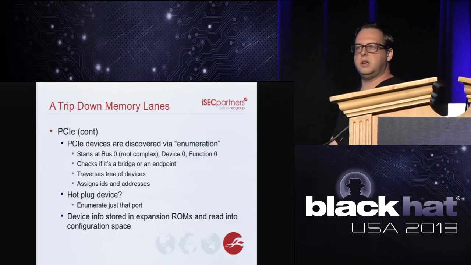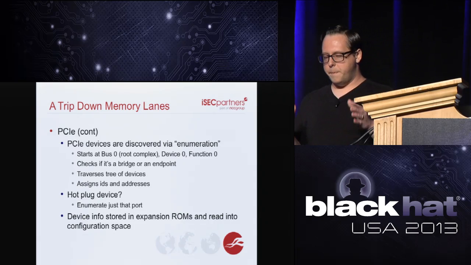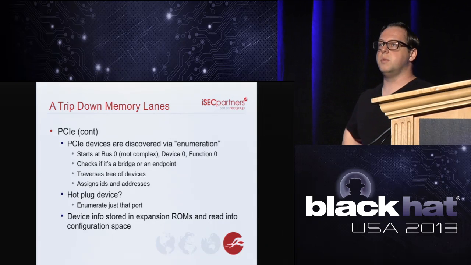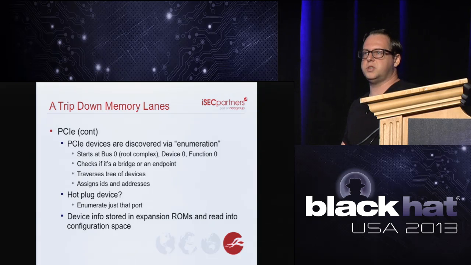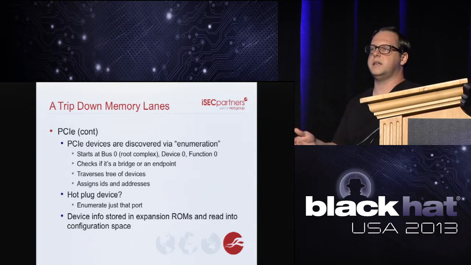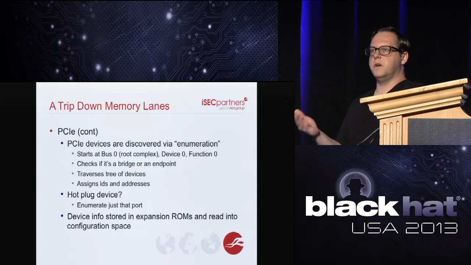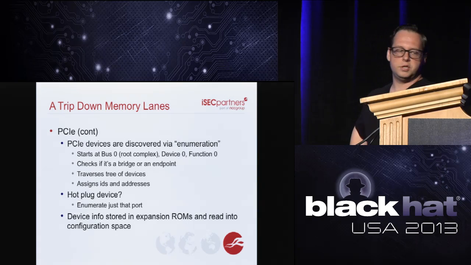So we talked about this a little bit earlier with the Mac EFI rootkit paper. Devices are enumerated through an enumeration process for PCI Express. So we start out at bus 0, device 0, function 0. Bus 0 is almost always your root complex. So we start at the root complex, at the very first device and the very first function, and we say, is there anyone there? If a device comes back and says, yes, I'm here, then the next question is, are you a bridge or are you an endpoint? If it's a bridge, it'll traverse down through that bridge and start the process all over again, enumerating all the devices there. If it's an endpoint, it'll tag it with an ID and an address, and it'll pull information from its PCI expansion ROM and load it into the configuration space.